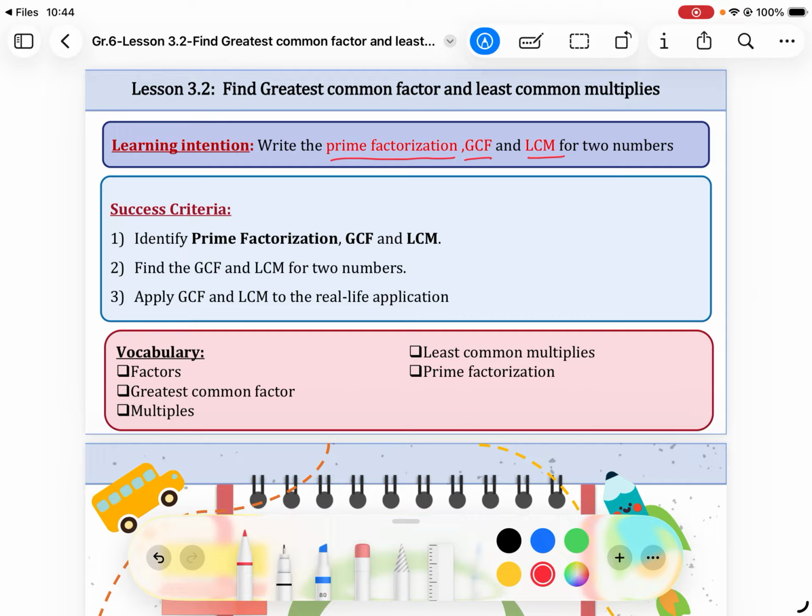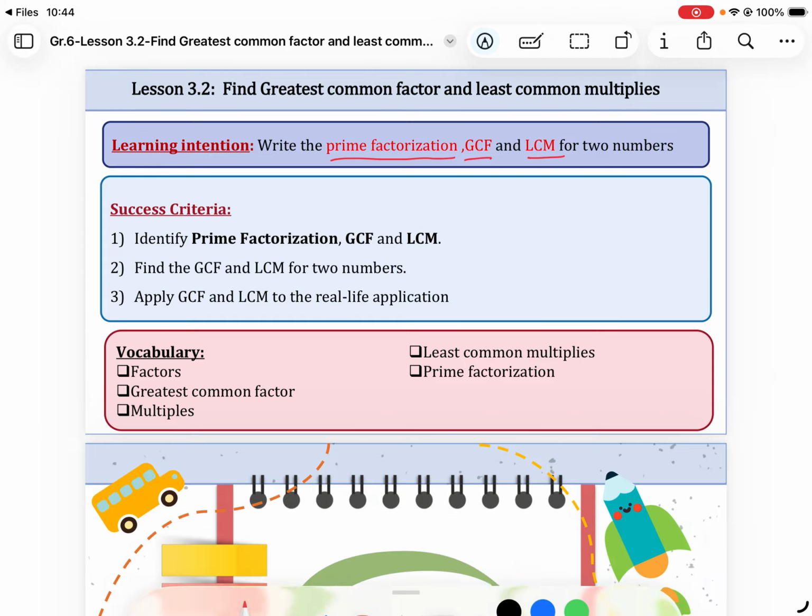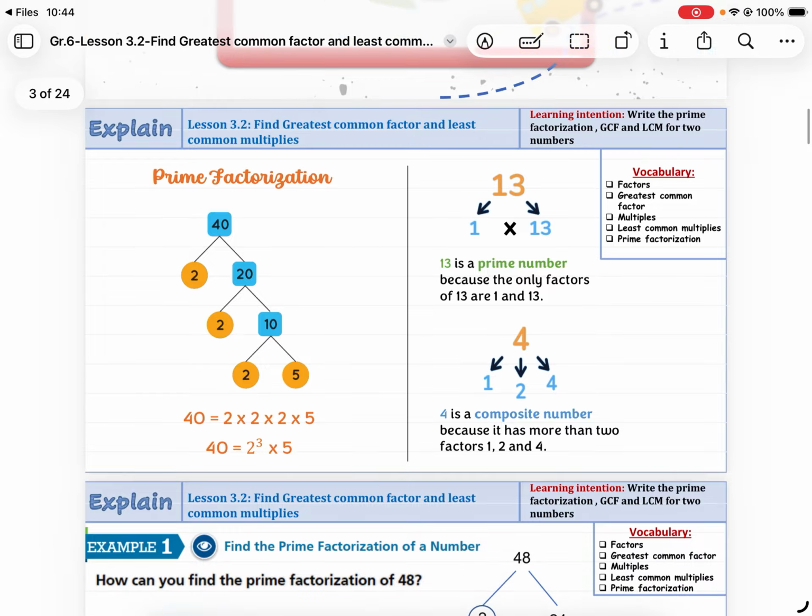So this lesson is divided into three main ideas, three main parts. We're going to start step by step by dividing it into periods. So we're going to start with period 1. Let's go. So period 1, it's about the prime factorization.